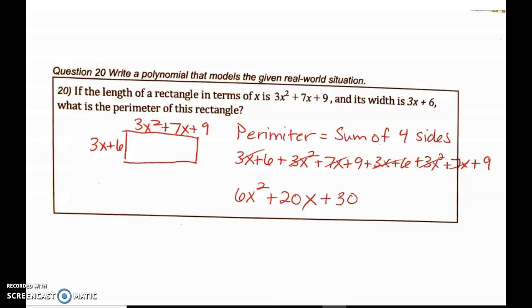All right, here's the answer to the last question. Again, I drew a picture, so there's my rectangle. It's not great, but we'll say it's a rectangle. I labeled my length and width, and then I chose to do the sum of the 4 sides. You also could have done 2 times the length, distributed a 2, and then added that to 2 times the width. Either way, you should get the same final answer.